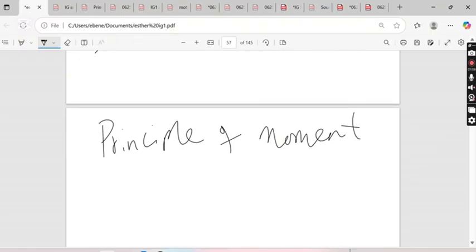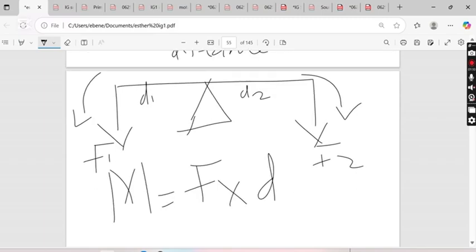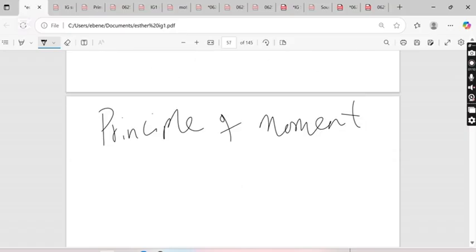So for the sum of clockwise moment, we are talking about the system from the turning point or the reference point. The clockwise moment, you have the clockwise force and the clockwise distance. So we get clockwise moment represented by CM equals anticlockwise moment represented by ACM.